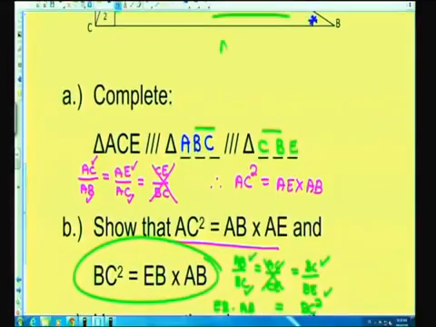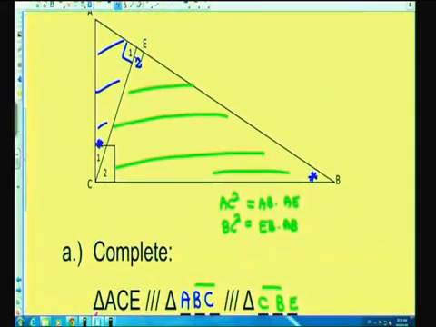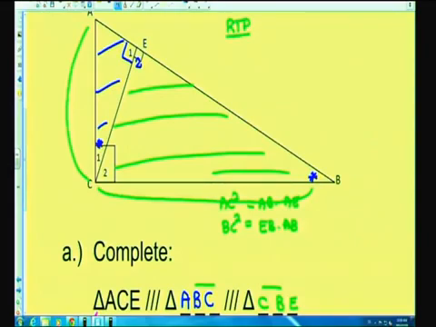So let's go to the top drawing. What we have now is AC squared equals AB times AE, and we have BC squared equal to EB times AB. Right, so now we're going to go to the drawing and think through the theorem of Pythagoras. Now we've got AC squared as an expression and BC squared as an expression. So we are required to prove that AC squared plus BC squared is equal to AB squared. That's the theorem of Pythagoras.